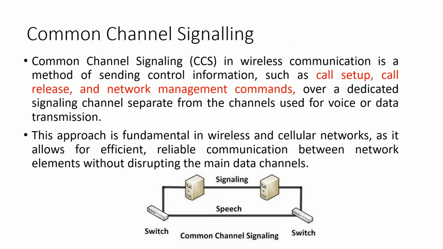Common channel signaling comes under out-of-band signaling. It has dedicated channels for control signals. The control signals are termed here as signaling, and speech is an example of your data. Signaling is separate from the voice signal, so two different channels are used. One is dedicatedly used for transferring the data signal, and another is for control signals. So this is called common channel signaling. It is a fundamental approach in wireless and cellular networks.